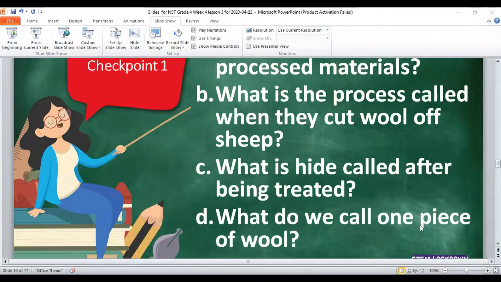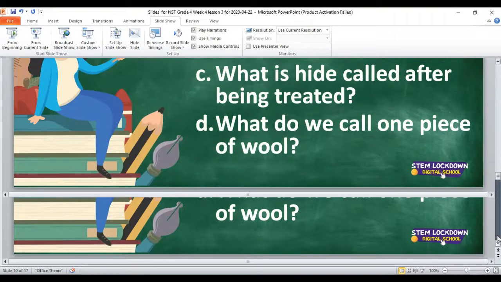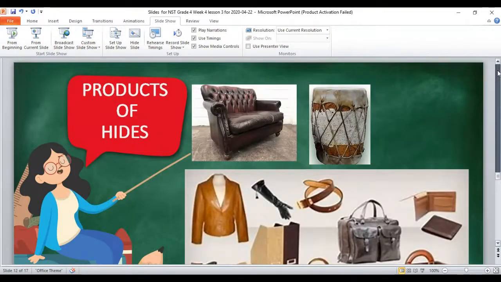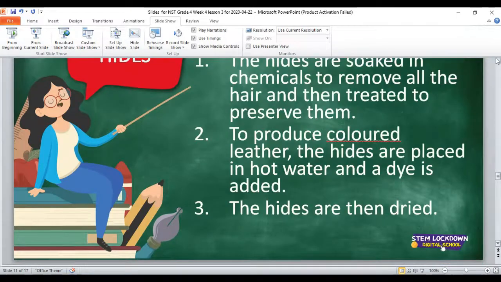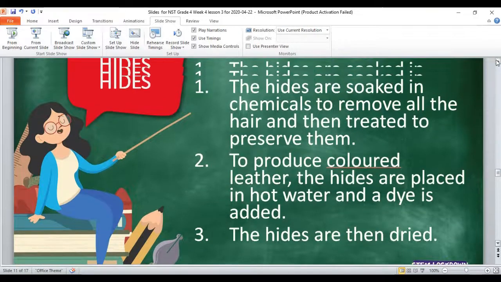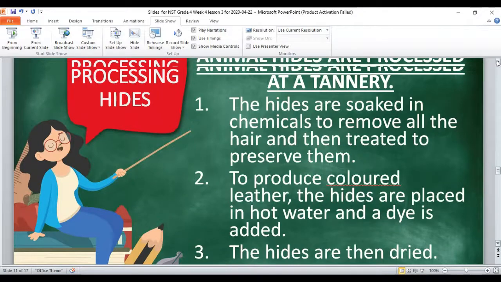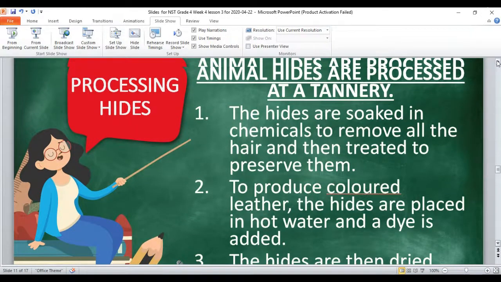Now let's move to the next part of the lesson. On the next part of the lesson, we are going to talk about how the hides are treated, or processed. In this slide, I'm going to tell you about the treatment of animal hide.